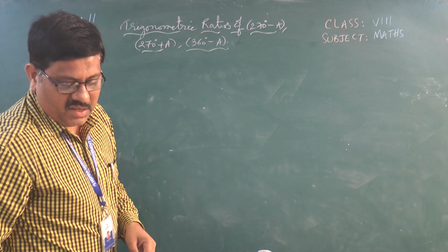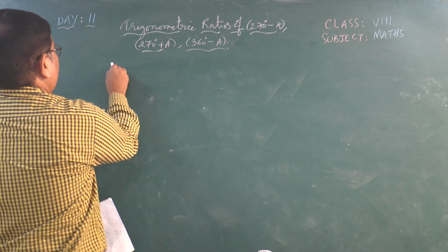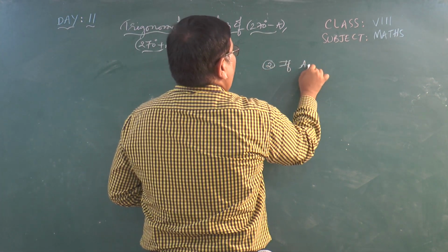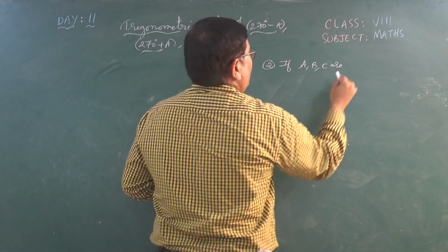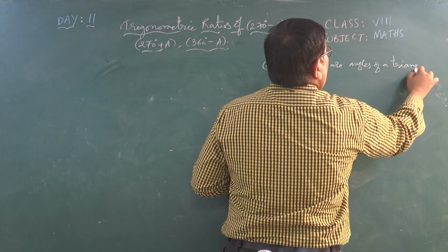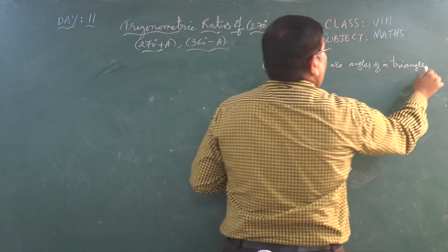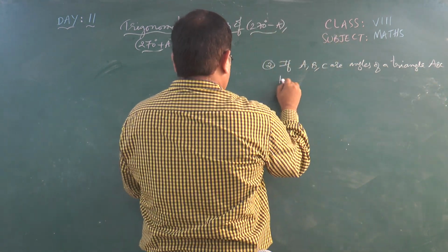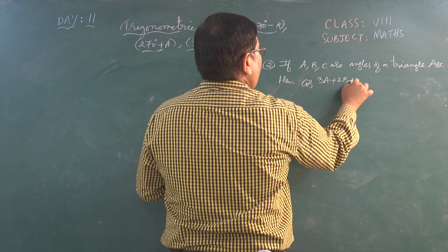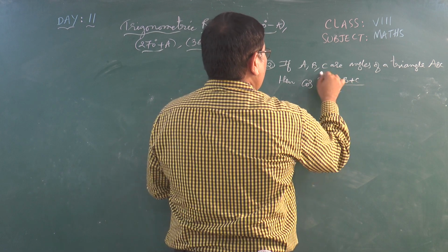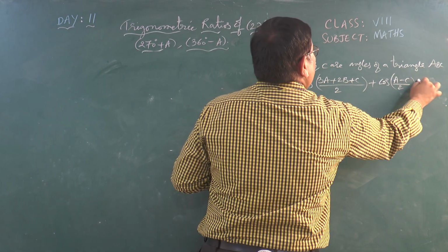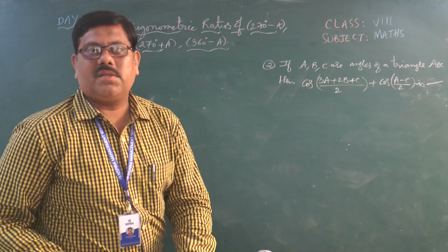The problem is, if A, B, C are angles of a triangle ABC, then cos of (3A plus 2B plus C) by 2 plus cos of (A minus C) by 2 is dash. What is the value of this?